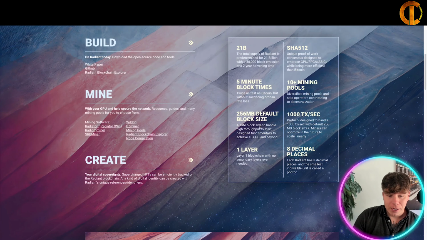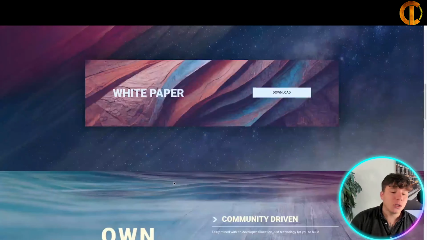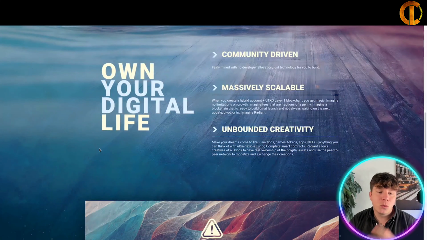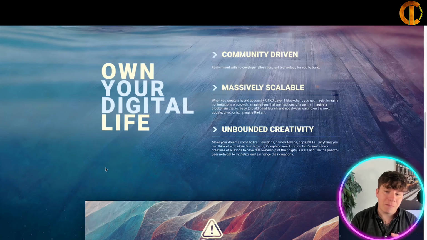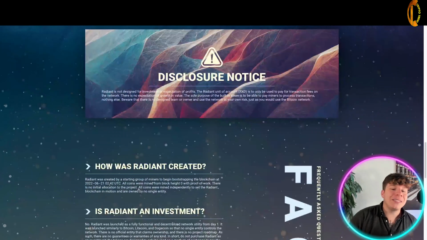There's over 21 billion total supply of Radiant with a 50,000 block emission and 2-year halving time. Over 10 mining pools, 5-minute block time, 256 MB default block size, and so much more. Guys, please read their white paper. If you want to own your digital life, if you're community-driven, massively scalable, unbounded with creativity, this is for you. Quick facts on this.